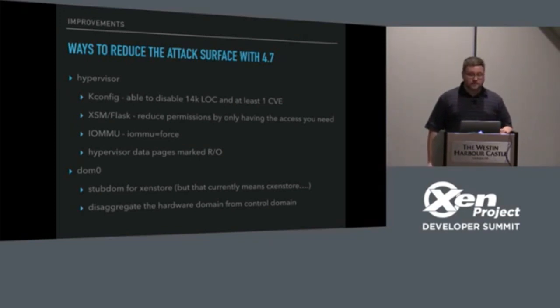then we've got stub DOMs, and we've got other stub DOMs. I've mentioned XenStore, but that means using CXenStore right now, which I know a lot of people will shake their heads at. And then there's a lot of disaggregation that can be done, and OpenXT is doing that, and the downstream derivatives of OpenXT are doing that. So that's stuff that can be done.